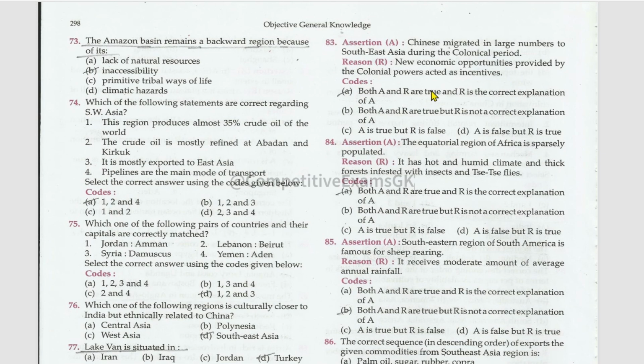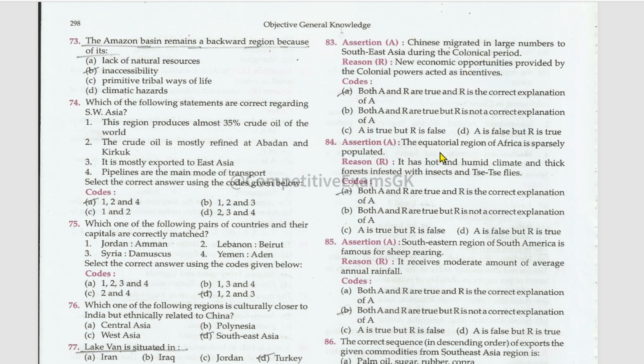Next, assertion and reason. Chinese migrated in large numbers to Southeast Asia during the colonial period. True. New economic opportunities provided by the colonial powers acted as incentives. Right, and this is the correct explanation for the assertion.